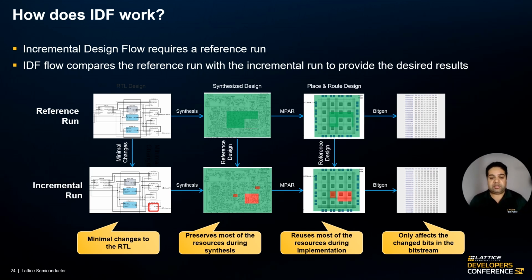During the incremental run, users can do minimal changes to the RTL. And during synthesis, synthesis preserves most of the resources and only will work on the parts of the design that were changed. During map and par processes, again, map and par will reuse most of the resources during implementation and only will work on the parts of the design that were changed. The same thing happens with the bitstream generation. The bitstream generation only affects the changed bits in the bitstream. Thus, by using the entire incremental design flow, users can expect minimal runtime during incremental run.